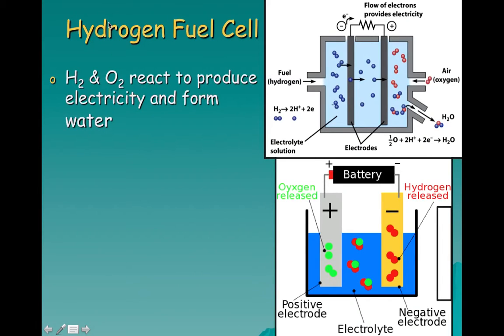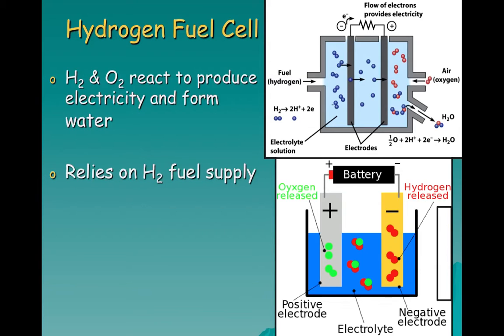Okay, and the next thing in this chapter that we haven't talked about in class is the hydrogen fuel cell. This is often used in cars, and it's the idea that you can generate electricity when hydrogen and oxygen react together to form water. So when hydrogen and oxygen come together to form water, that produces electricity.